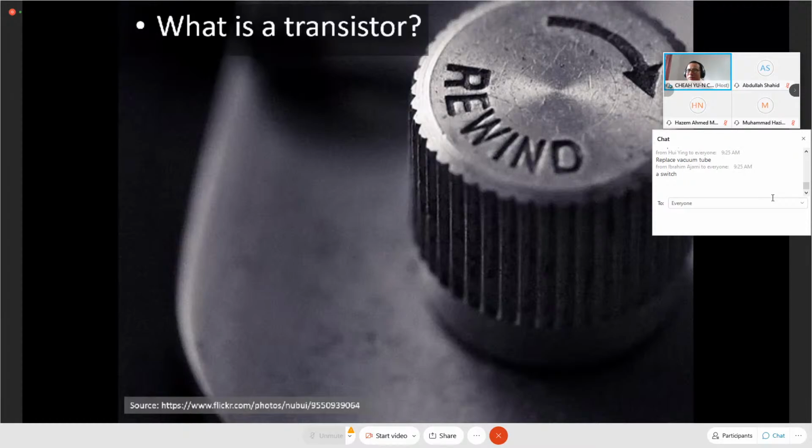Okay. Switch or amplify electronic signals. All right. Replace the vacuum tubes. Okay. Second generation of computers. Yes. Replace vacuum tube. It's a micro switch. Okay. Yes, it's a very very small switch. As of course compared to the vacuum tubes. Amplify electronic signals.